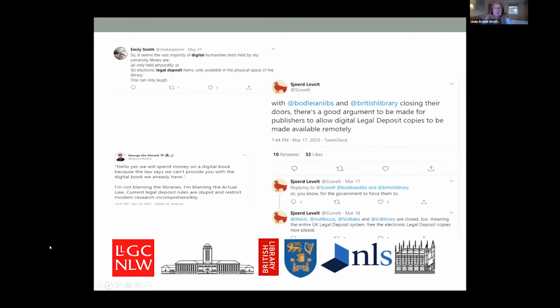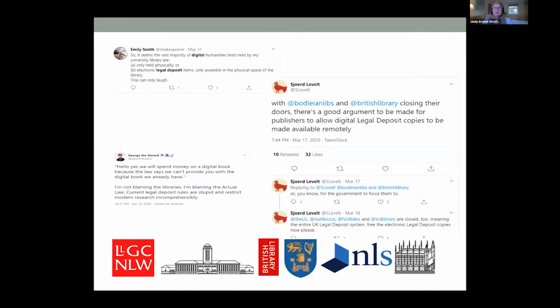Within days of the library's closing, they were inundated with requests to open up access to electronic legal deposit material. I mean, the stuff is digital, why can't we access it from home? It's a logical argument. But even users who understood that it was the law and not the library's fault expected the libraries to push back against the legislation to try and open up access to legal deposit material.